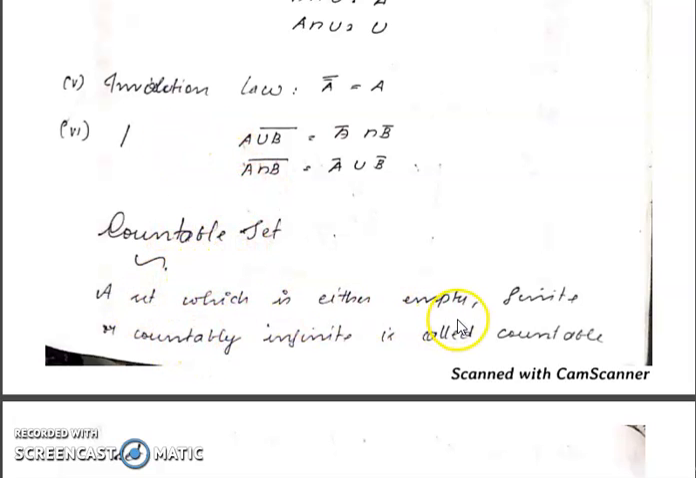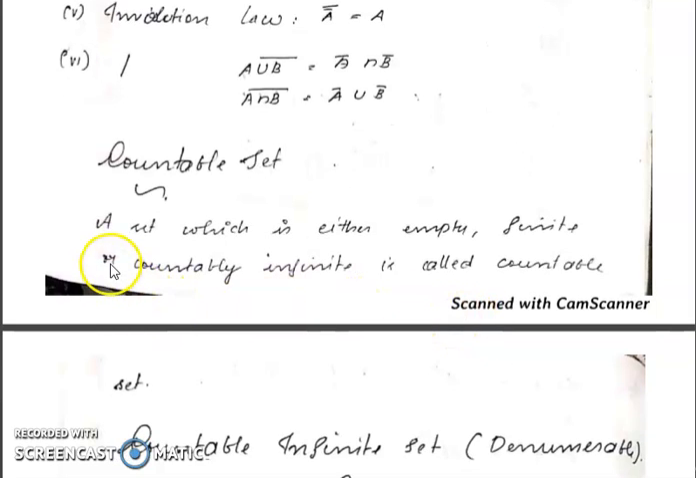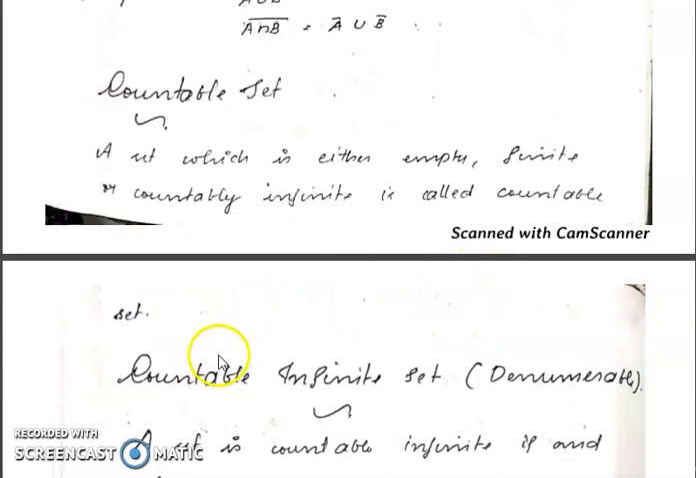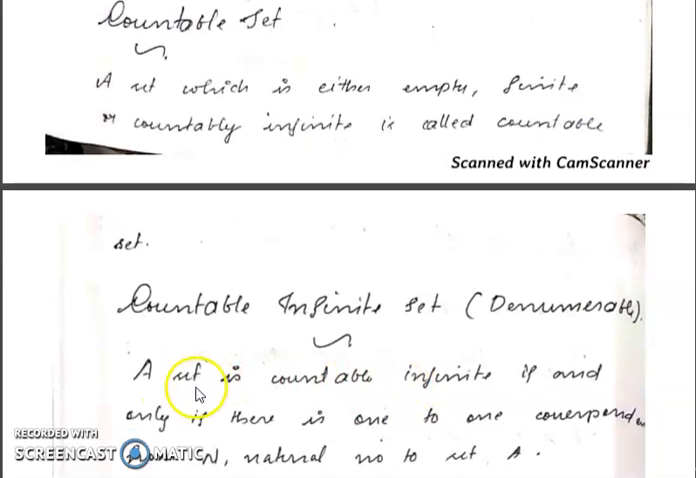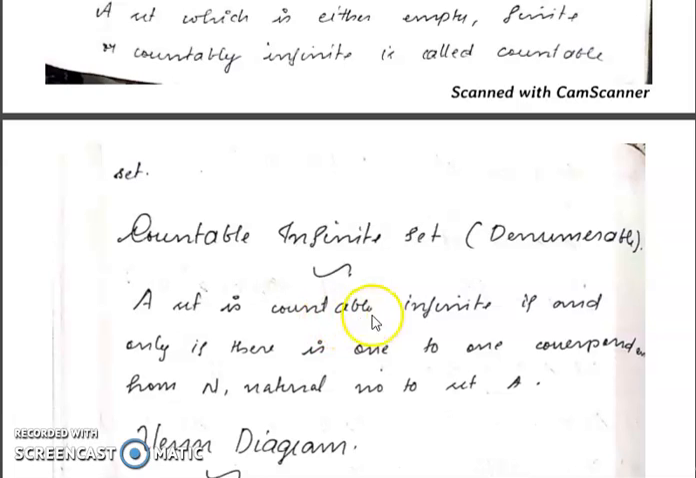Then we come to countable set. A set which is either empty, finite or countably infinite is called a countable set. So the empty set is also called a countable set, a finite set is also called a countable set, or a countably infinite set is also called a countable set. Countably infinite set, what is that? A set A is countably infinite if and only if there is a one-to-one correspondence from the natural numbers to set A. Natural numbers means you can take 1, 2, 3, 4, 5, 6, etc.